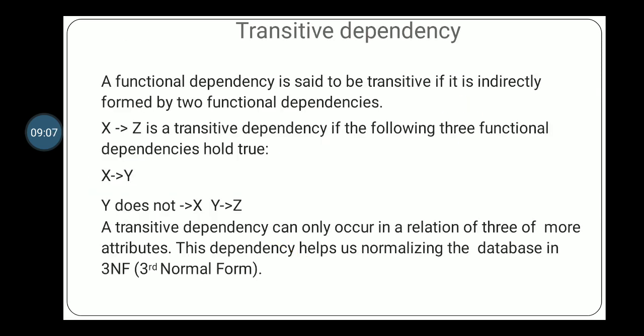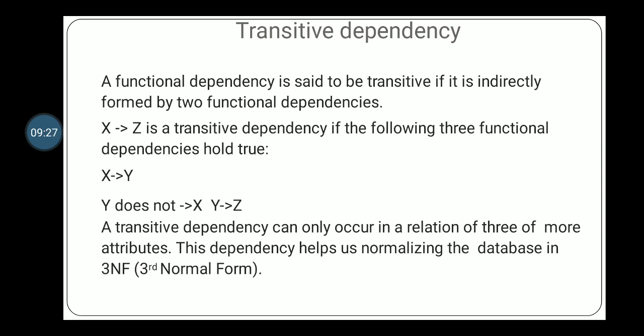Now, what is transitive functional dependency? X tends to Z is possible. That is called as transitive functional dependency. So, what is X tends to Z? X tends to Y is already available as a functional dependency, and similarly Y tends to Z is already available.